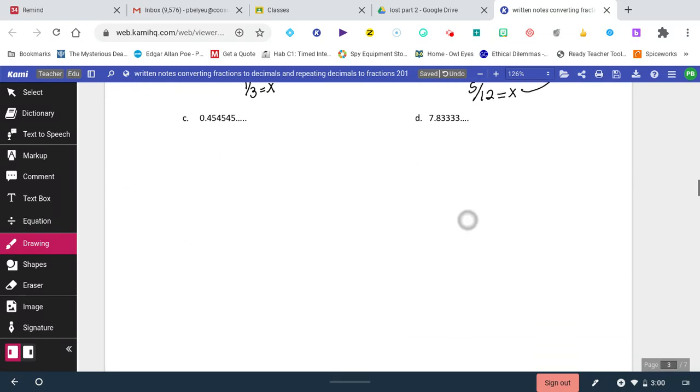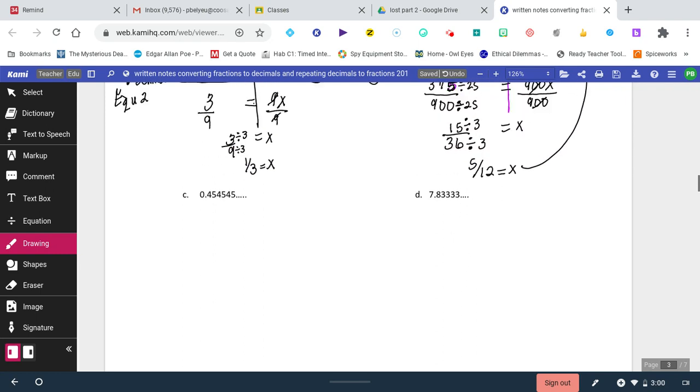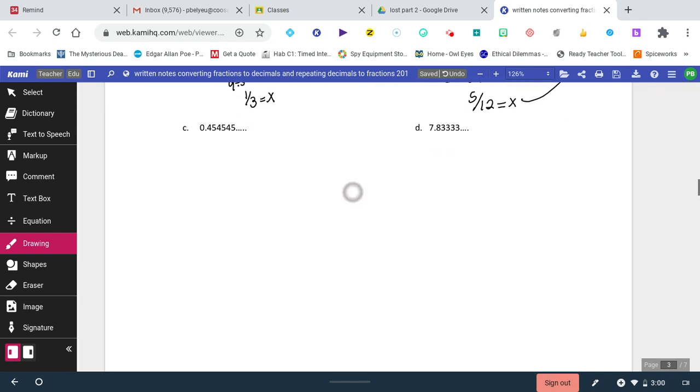Let's take a look at C. Set it equal to X. For equation 1, I want the repeating part where? In front of the decimal. But what's repeating? The 4 and the 5 are repeating. So I need to get a 4 and a 5 in front of the decimal. If I move it right here, I get a 4 and a 5 in front of the decimal.